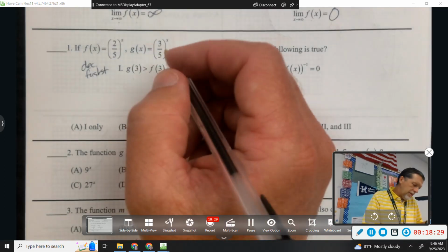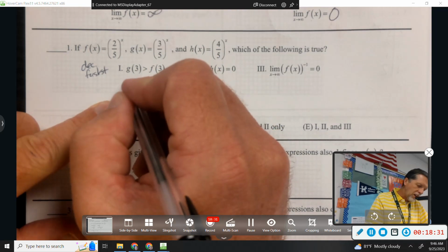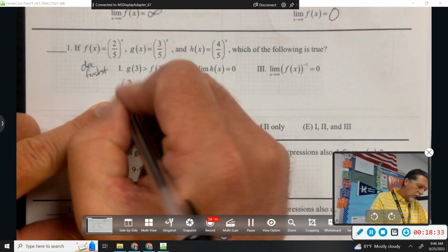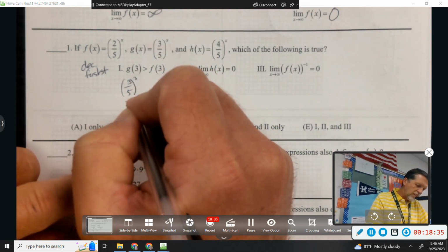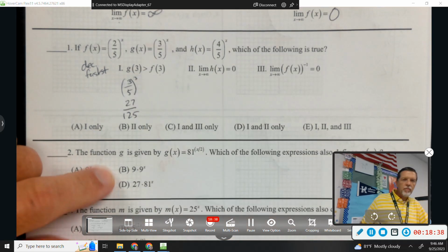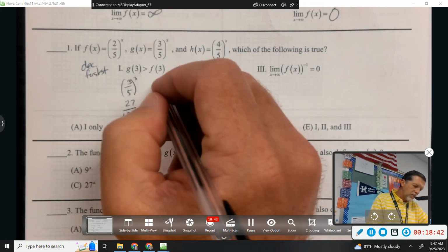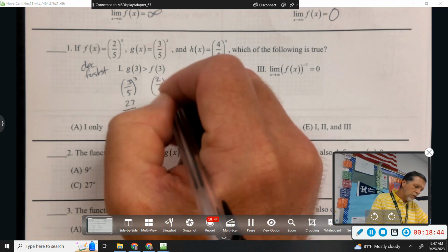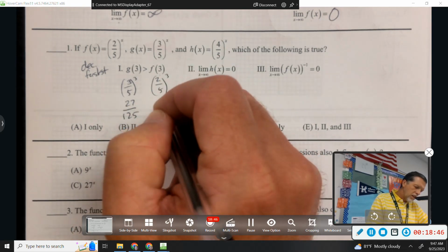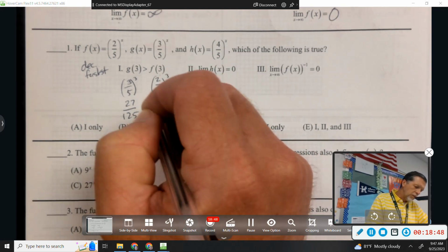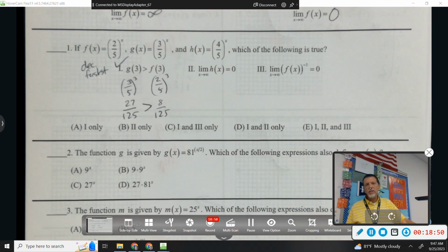Now, if you don't want to reason through it, you just plug in 3. g of 3 is 3/5 cubed. That's kind of a yucky way to do it here. 27 over 125. f of 3 is 2/5 cubed. At least they have the same denominator, so it's easy to see that yes, 27 is bigger than 8.